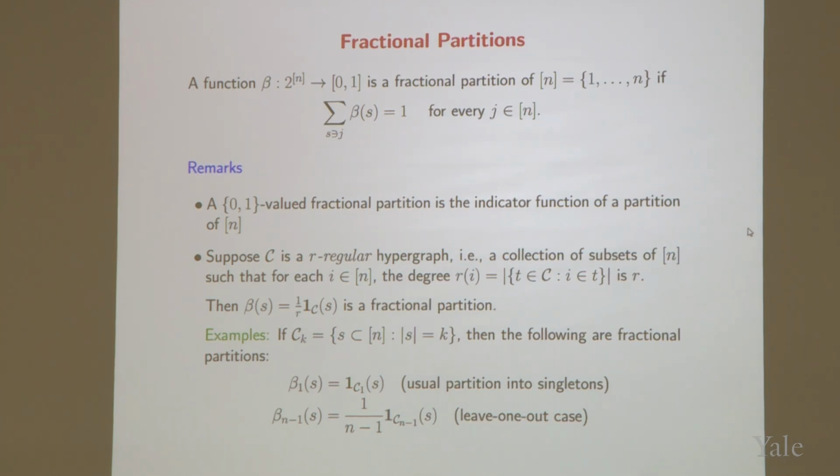And so examples of this are the following two fractional partitions. One is the usual partition into singletons, where your fractional partition beta is just the indicator function of the collection of singletons, and the other is the collection of leave-one-out sets. Right? So you take all sets of size n minus 1, and you have coefficients that are 1 over n minus 1.